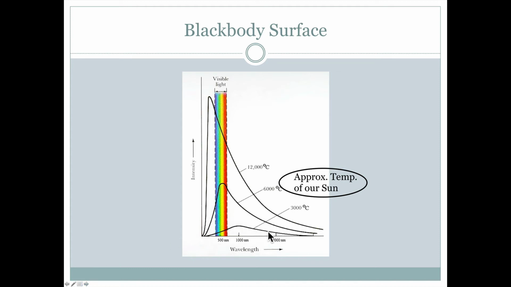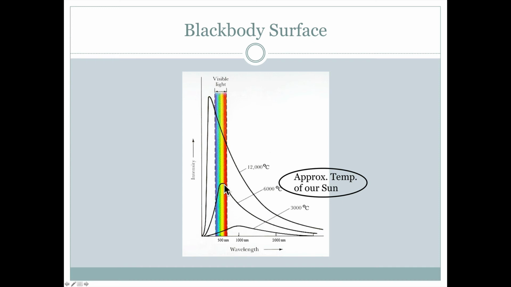Like this would be if we heated it to 3,000 degrees Celsius. This one would be if we heated it to 6,000 degrees Celsius. And this one would be if we heated it to 12,000 degrees Celsius, with this showing the intensity and this showing the various wavelengths that would be radiating off of that black body surface. As we can see, we could approximate our sun by this one here, this one that's 6,000 degrees Celsius.